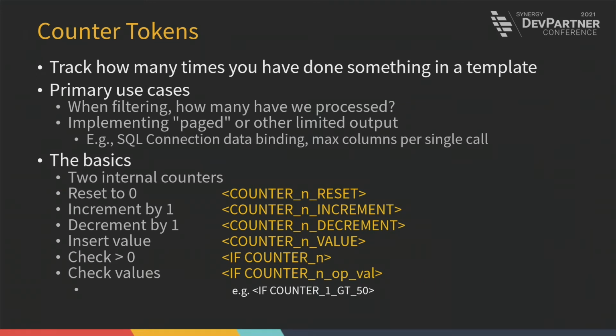I know it's hard to understand until you really get used to doing this stuff, but counters simply let you reset the value of counter 1, increment it, decrement it, refer to its value, and test its value. And again, you can do things like if counter 1 greater than or equal to 5, that kind of thing, to allow you to do paging and cut things off at a maximum amount of items and so on.